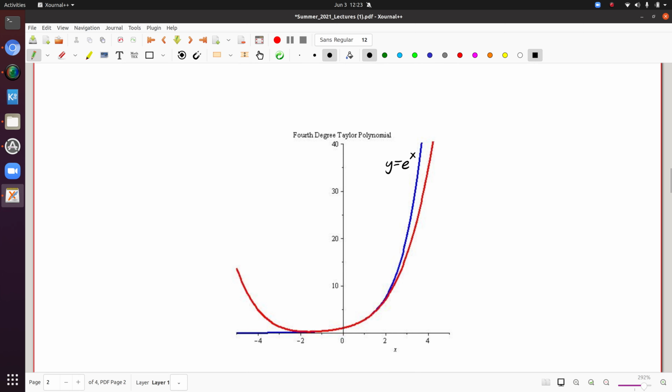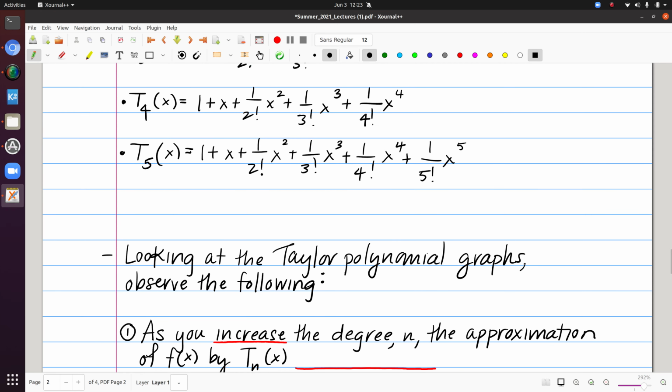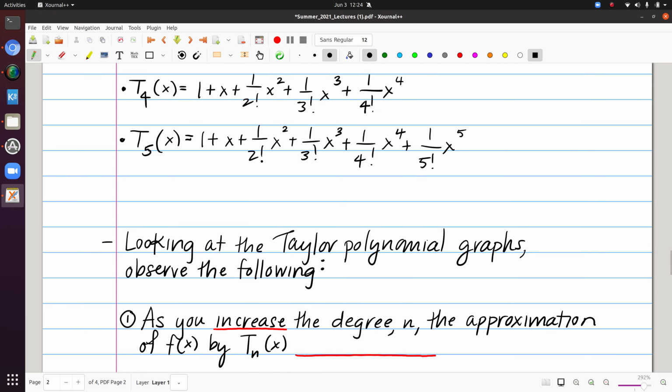And then when we get to the fourth, we can start to see again it's getting even better. So I stopped here with my graphs, but what I want to take away from this are two general observations. One of these things, which you can notice as you go through the pictures, is that as you increase the degree n of the approximation of f of x by its nth degree Taylor polynomial, in general it is going to improve. So higher degree, typically we equate with better approximation.